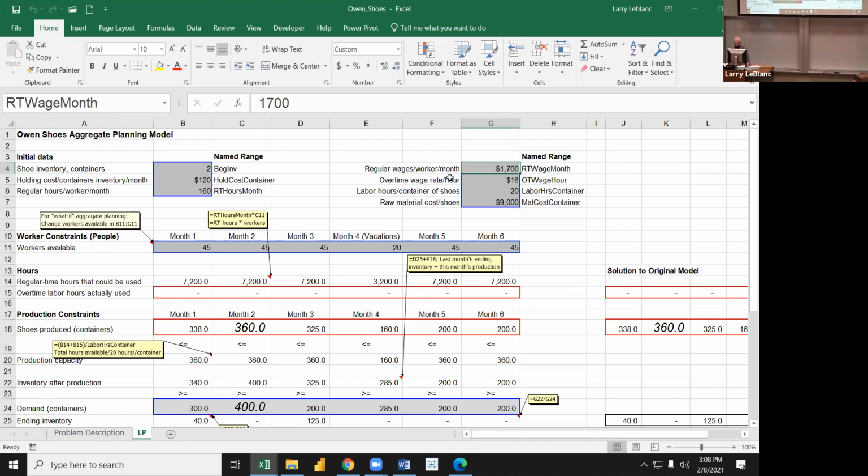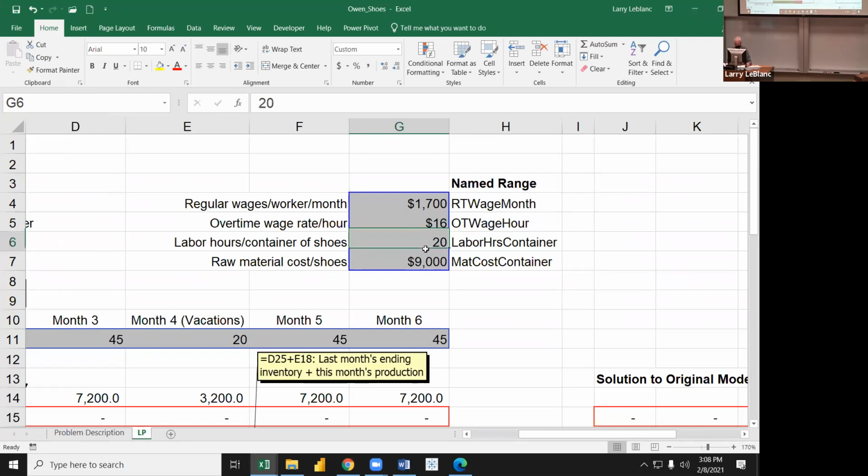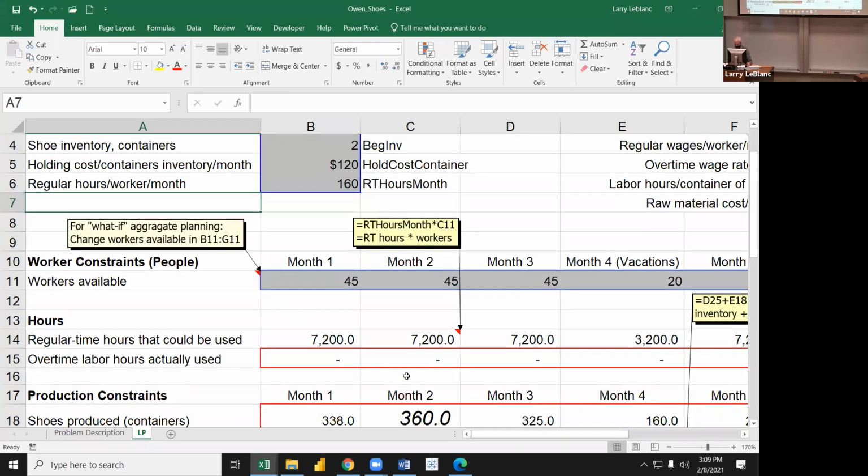$1,700 per month, regular time wages. I hope that makes you appreciate the salaries you will command in the near future. The overtime hourly rate is 16. Labor hours per container of shoes is 20. Raw materials, named ranges, and initial data.